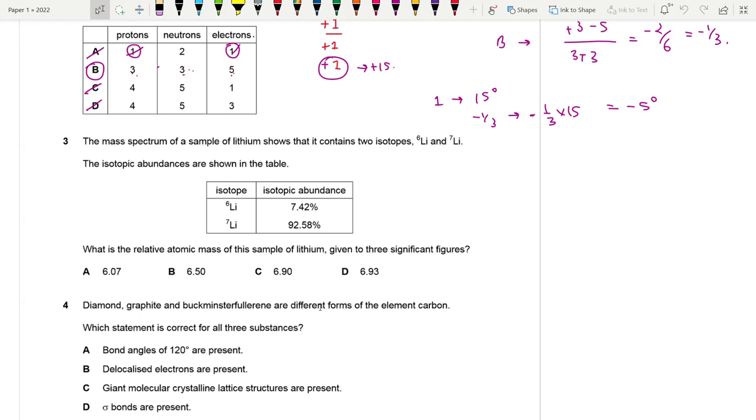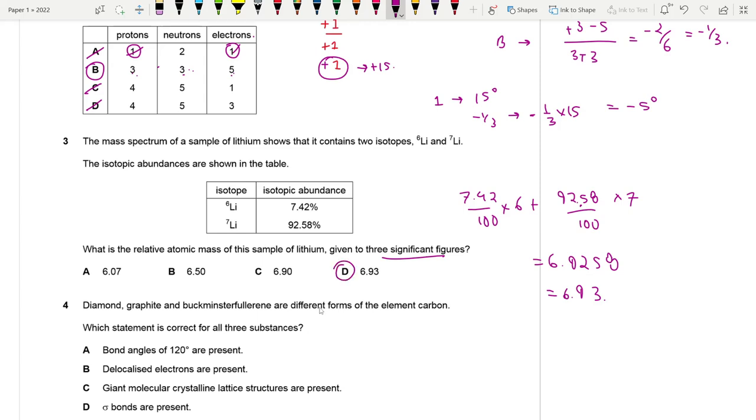Okay, so 7.42 by 100 into 6, right? Plus 92.58 by 100 into 7. This gives us a value of 6.9258. To 3SF, it should be 6.93 logically. So 3 is actually D.